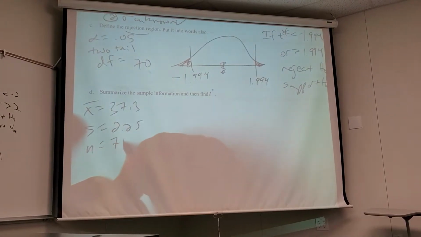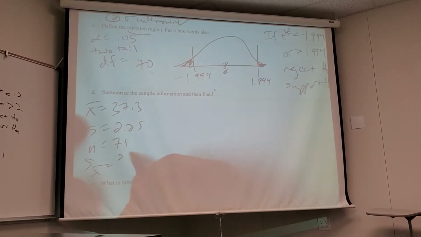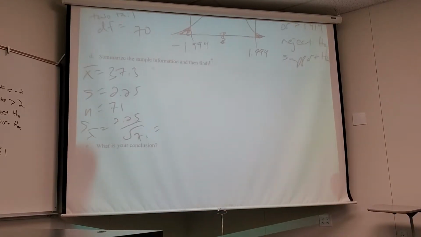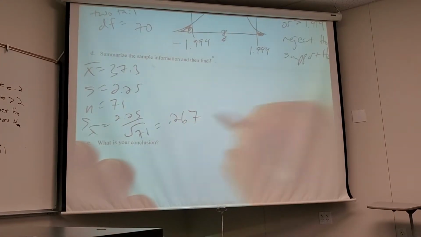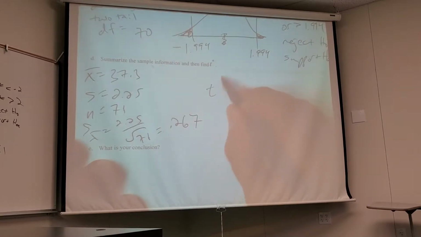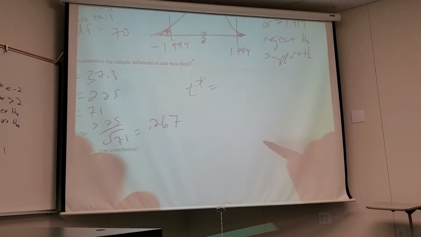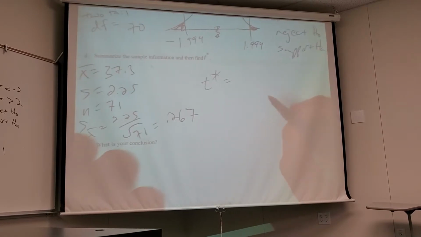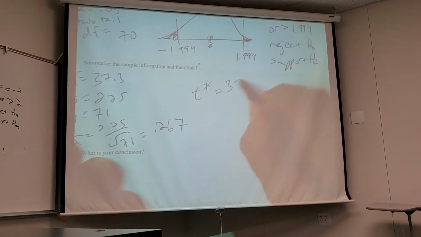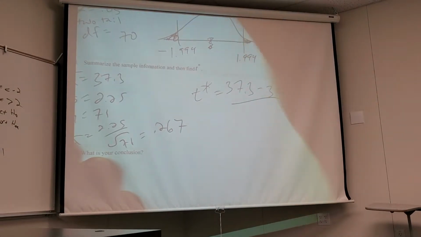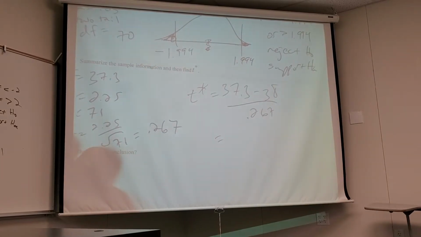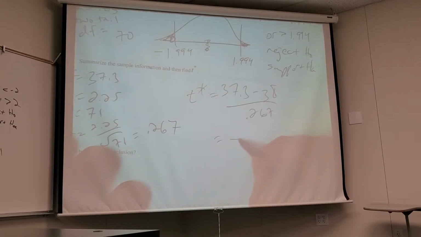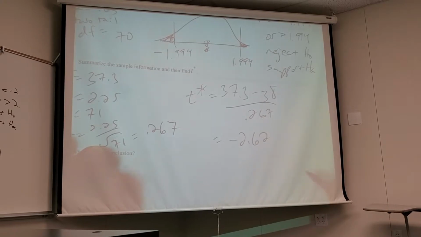I know N is 71. So therefore, the new standard deviation is 0.267. Okay. And then T star is the same exact formula as Z star because they both measure the same thing. It'll be my data minus the accepted middle divided by the new spread. And what do you guys get? Negative 2.62.